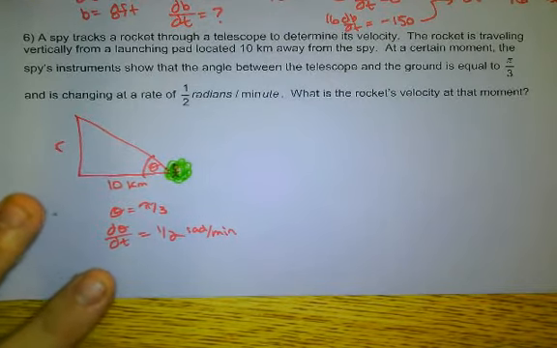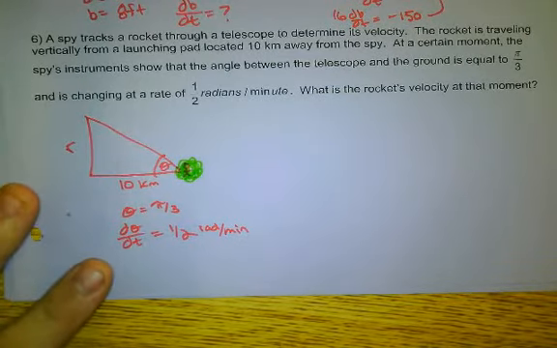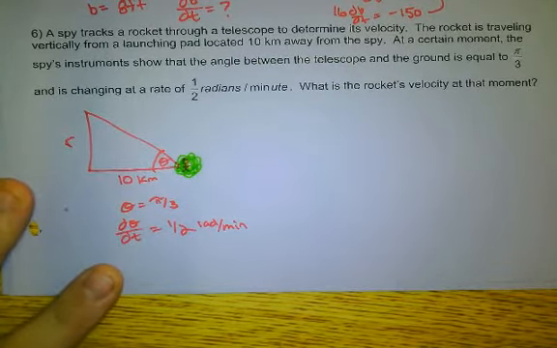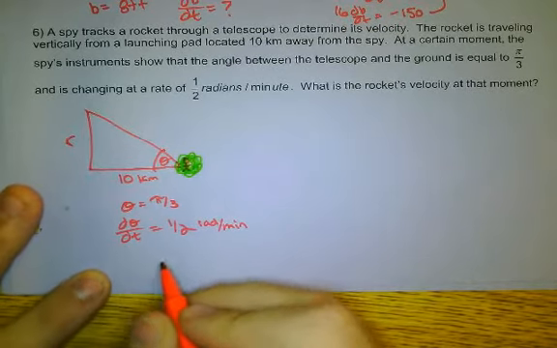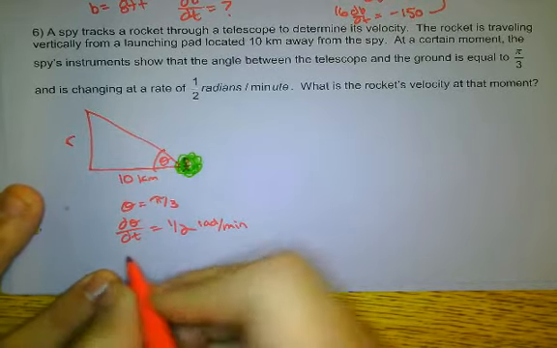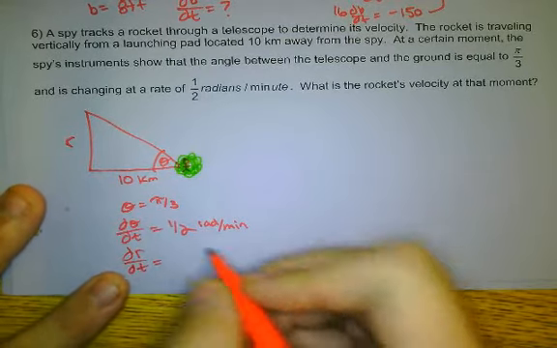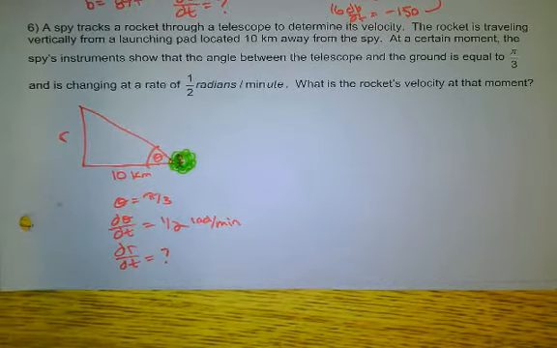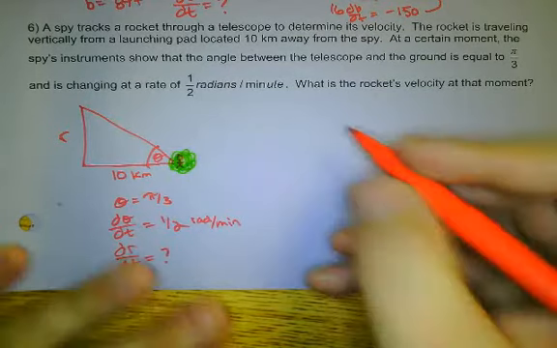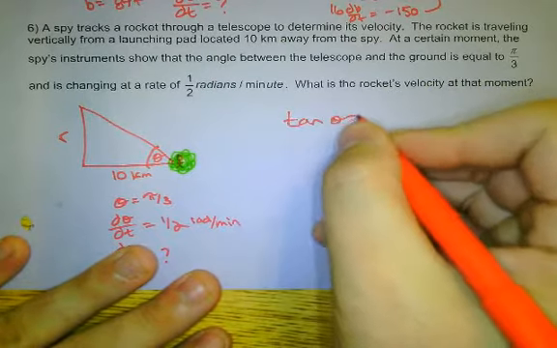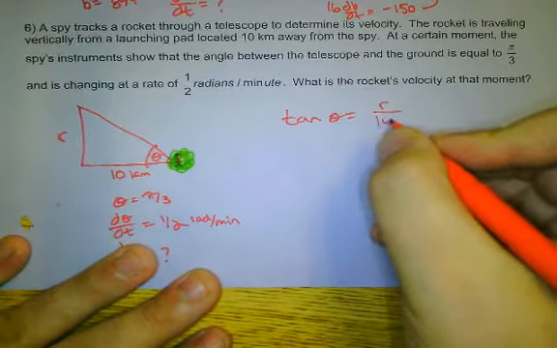What are we looking for? Okay, so what is that going to represent? dr dt. dr dt equals? We don't know. All right, how can we relate these together? We need to relate an angle and an r that are the opposite side of our triangle and the adjacent side of the triangle. Tangent theta equals r over 10.